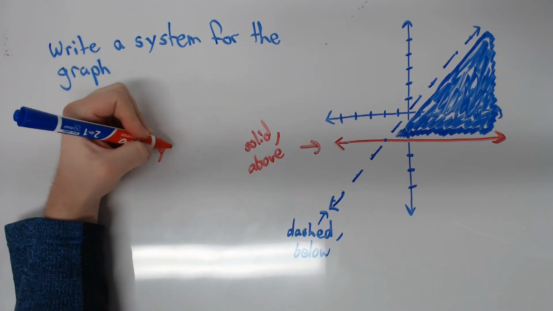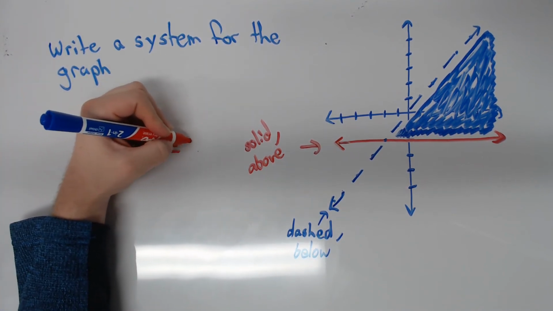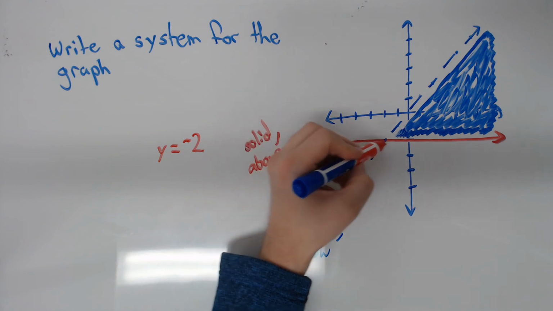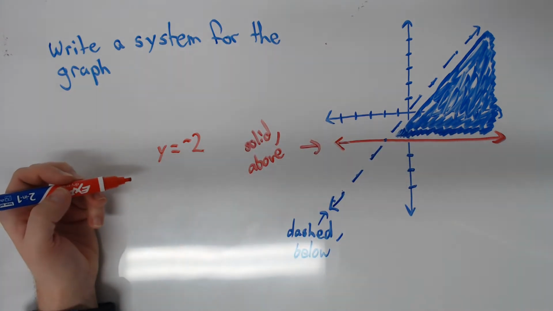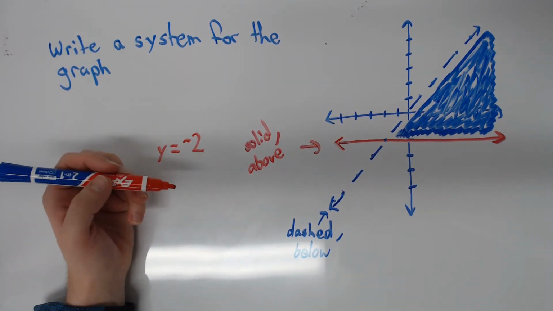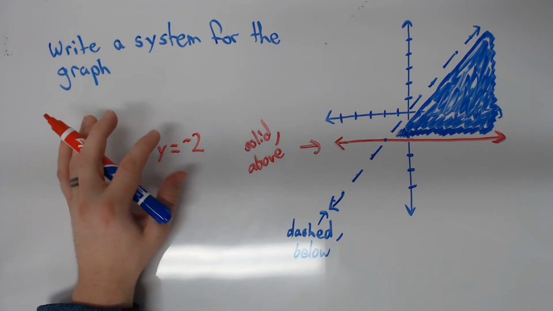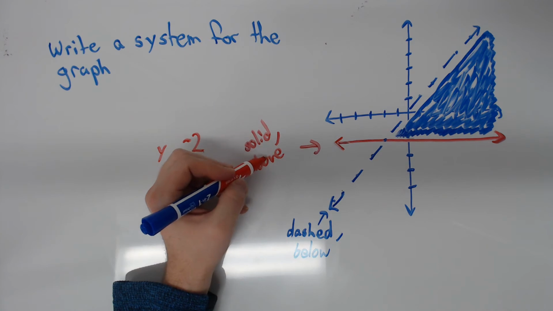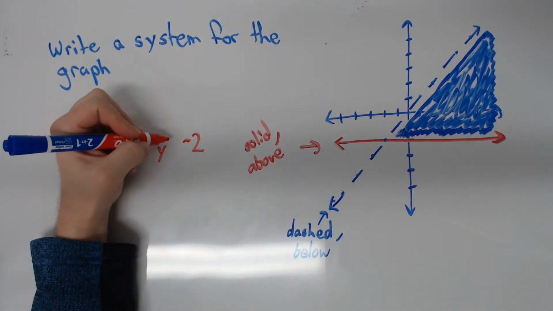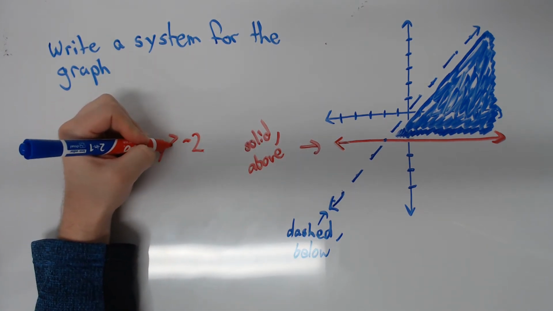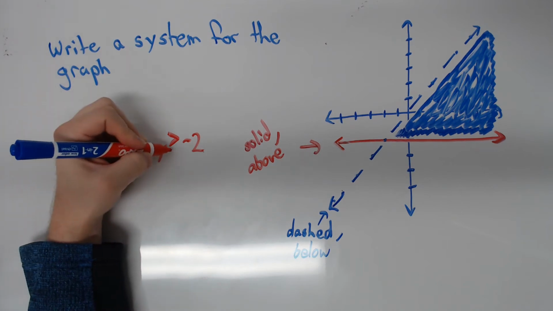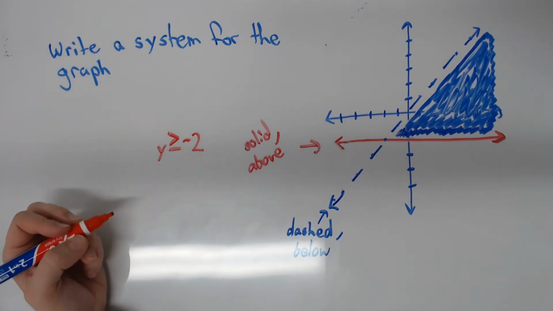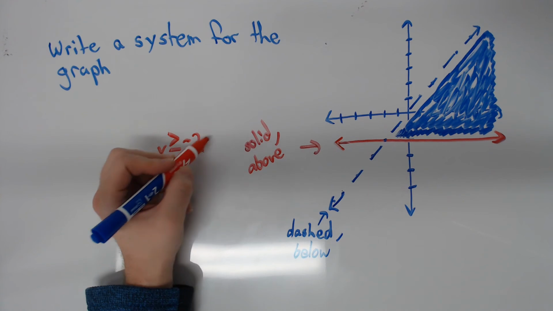So the line itself is y equals -2 because it's a horizontal line at -2. It has a slope of 0 because it's not going up or down at all. But we don't use an equal sign for an inequality. We're shading above and it's solid. Above means greater than. Solid means we include the or equal to symbol. So that's how we read the red line.